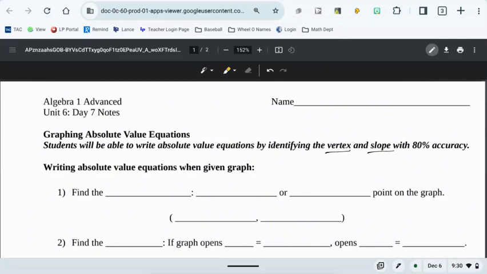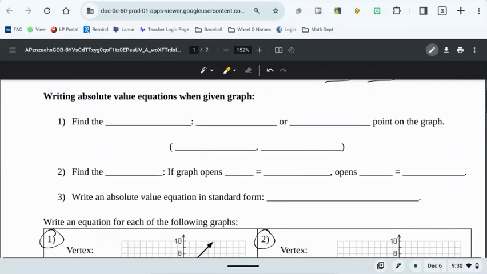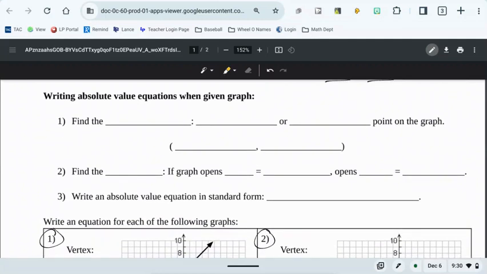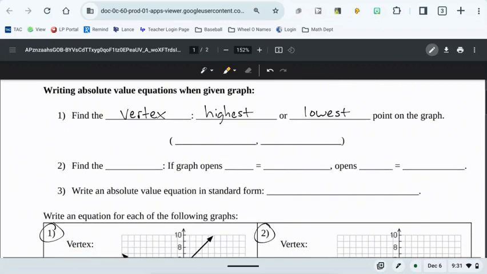All right, so writing absolute value equations when given a graph. So let's take a look. Step number 1, we want to go ahead and find the vertex, which, again, as a reminder, is the highest or the lowest point. Okay, and now to identify the vertex, also reminder, we need the opposite of h, and then we're going to do whatever k is. That's what we're going to place.